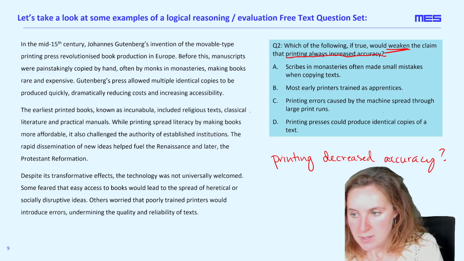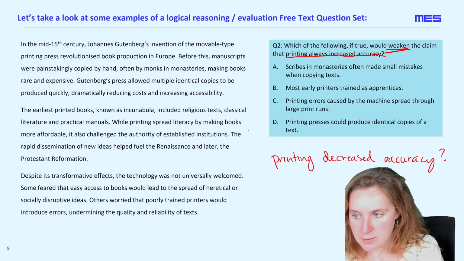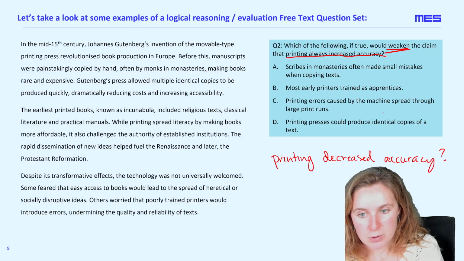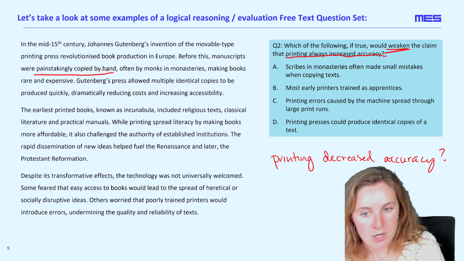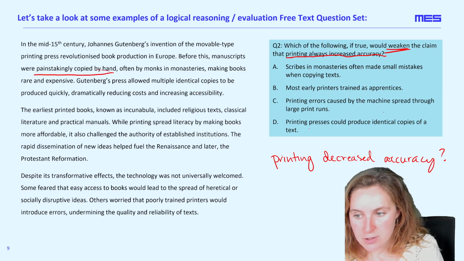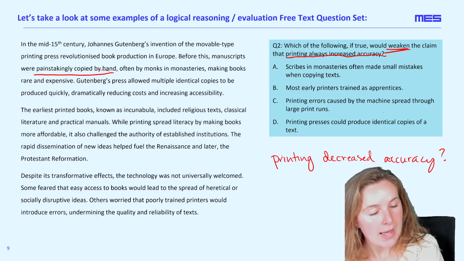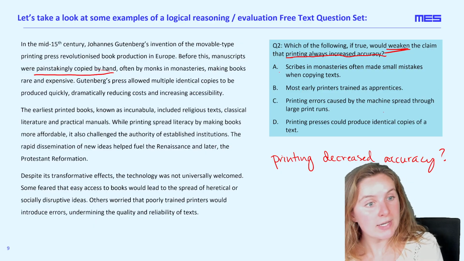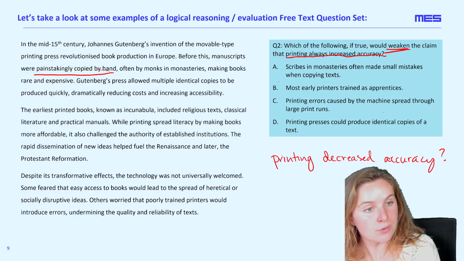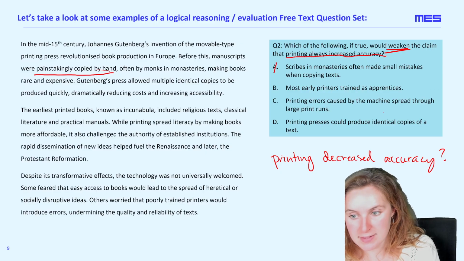Let's take a look. Scribes in monasteries often made small mistakes when copying texts. Well, if the manuscripts, which were so much more painstakingly copied by hand, could make mistakes, then that would not weaken a claim that printing always increased accuracy if it may have avoided some of the handmade mistakes. So that sounds wrong.